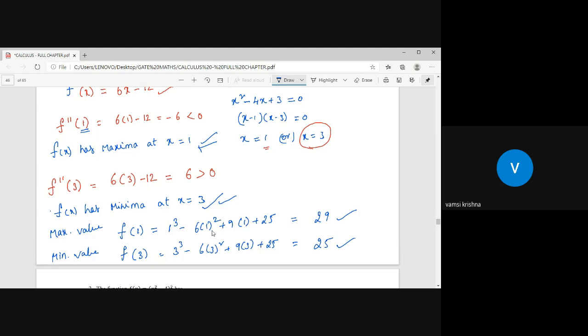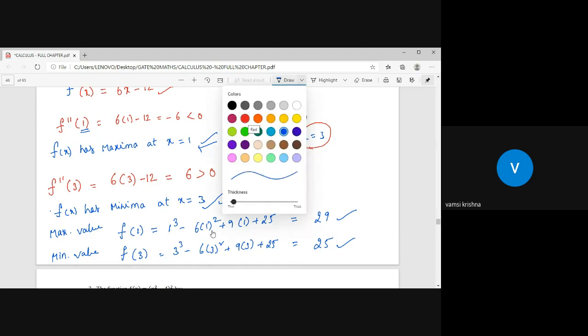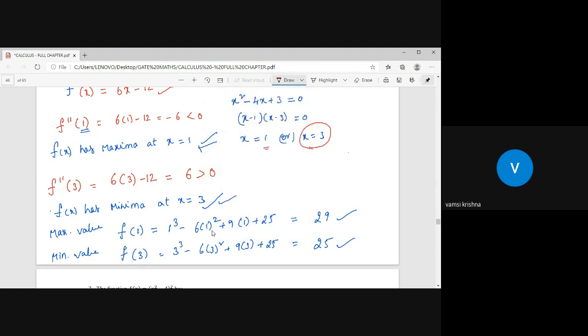This is very, very important, students, the maxima minima concept. And that's why I repeated this question also. It's very, very important from the GATE point of view. I hope everyone understood this. Now let's go to the next example.